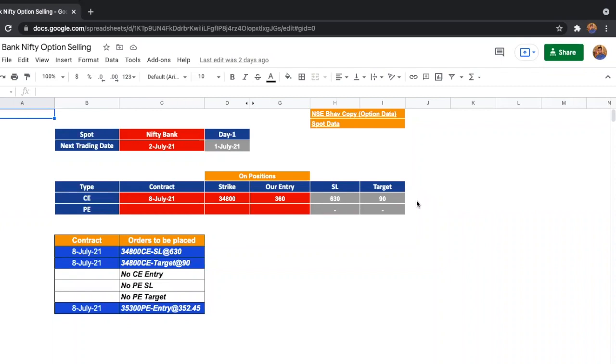Many people had doubts about the trades that we are posting on our Telegram group, and they are not able to understand what exactly they mean. So we simply post the orders to be placed the next day for Bank Nifty option selling, commodities, and equity. In this particular video, we'll be discussing the Bank Nifty option selling system that we have been following, how to get the idea of what the orders are, how to place them, and how to interpret the data sheet that we have provided to all the subscribers.